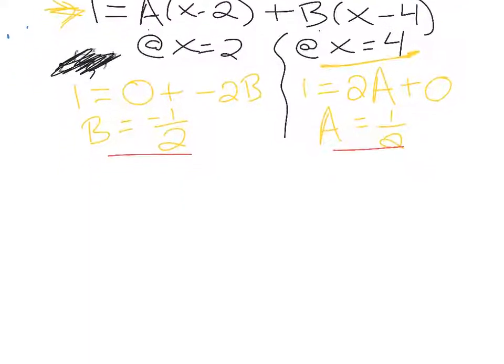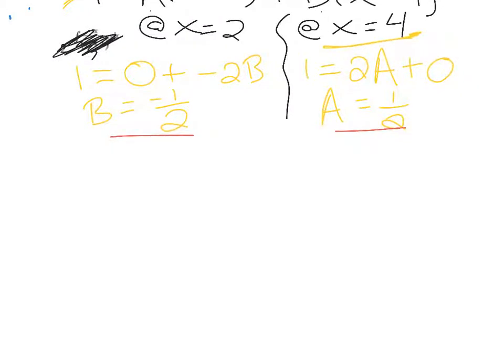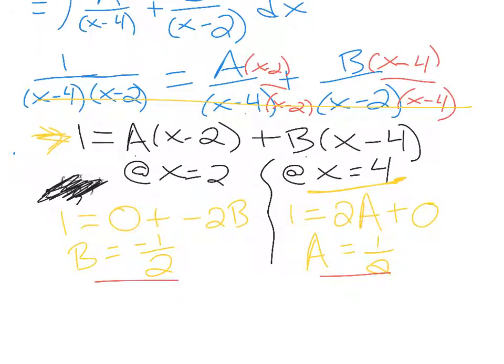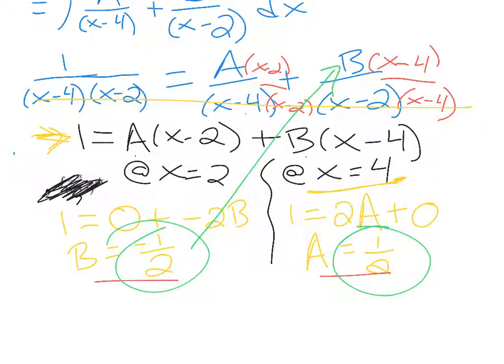I'm just going to move myself up here. So now you've got this A and the B, and what you're going to do is take that A and B and go back and actually plug them in. So this is going to go in for B, this thing's going to go in for A.